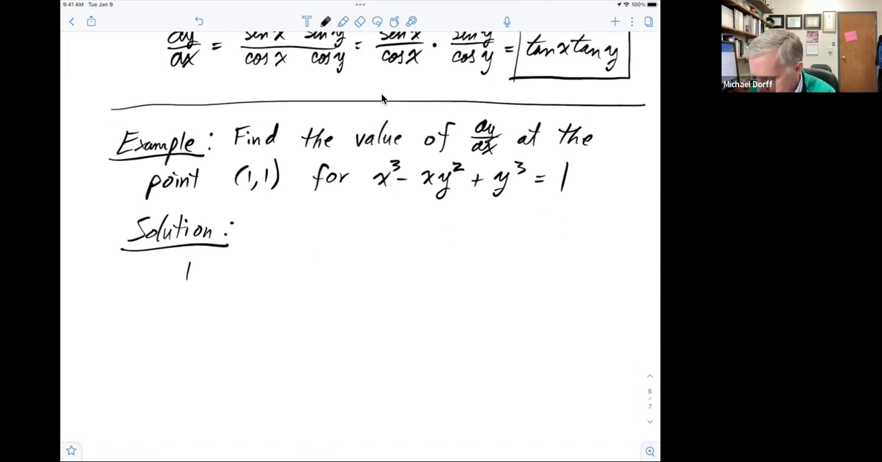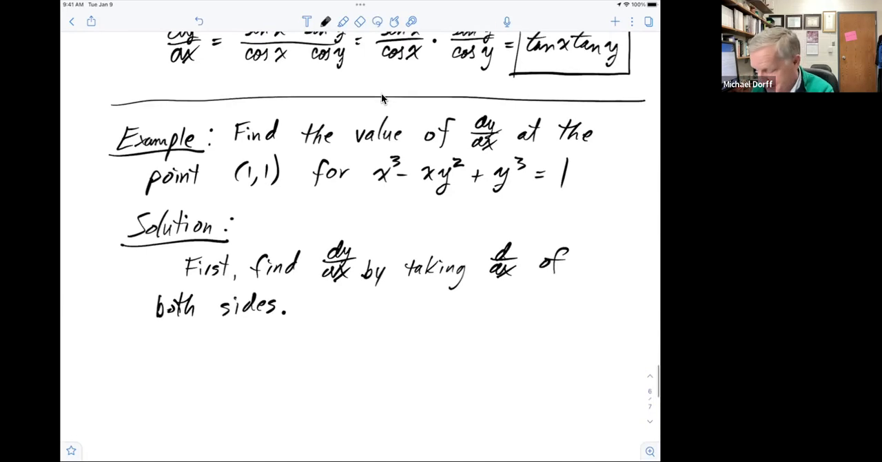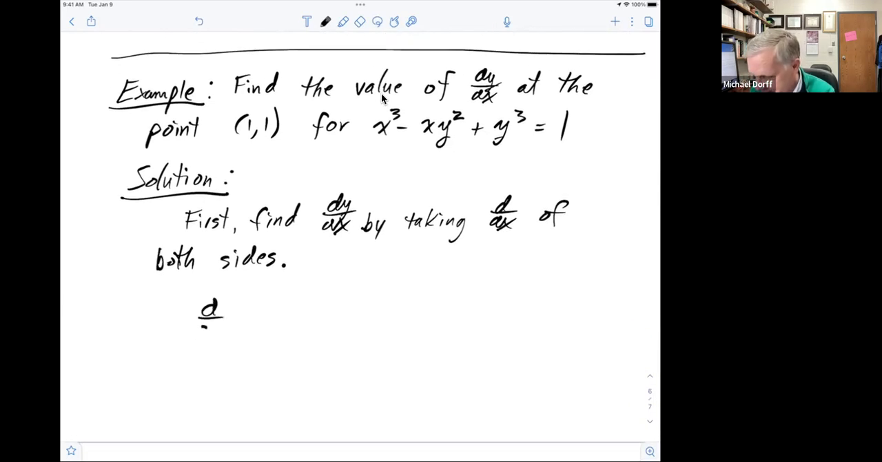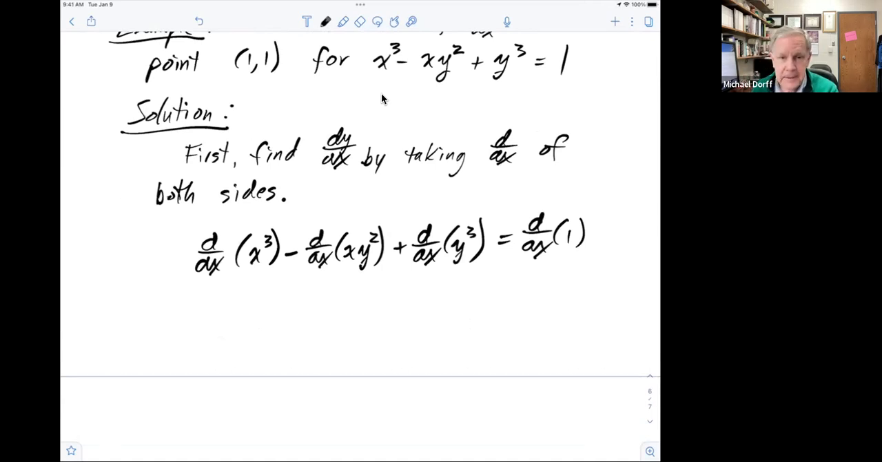So first, we want to find dy dx. And how do I do that? By taking ddx of both sides. Again, there's a pattern here. Hopefully you're getting used to this pattern. So I'm doing ddx of x cubed on the left minus ddx of x times y squared plus ddx of y cubed. That's all on the left, and a ddx of 1 on the right. Okay, then I have ddx of x cubed. That's going to be 3x squared.